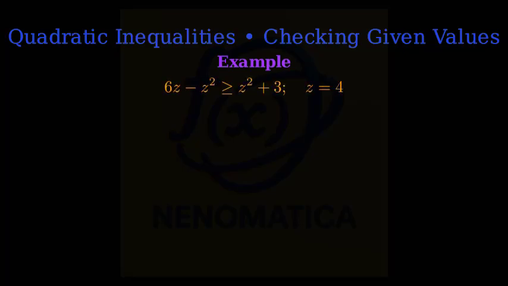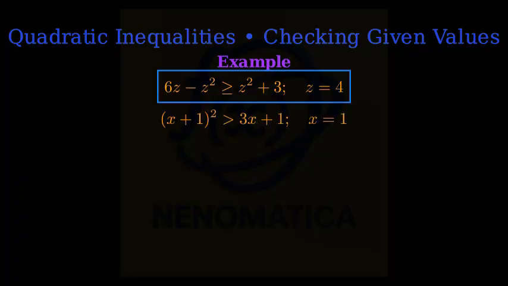In this video, we will verify whether given values satisfy two quadratic inequalities by direct substitution and simplification. Let's begin with a quick example setup, and then apply the substitution rule carefully. Here are the two checks we will perform. First, 6z minus z squared is greater than or equal to z squared plus 3, with z equals 4. Second, (x plus 1) squared is strictly greater than 3x plus 1, with x equals 1. We will use a simple rule. If a value satisfies an inequality, then substituting that value should produce a true numerical statement.